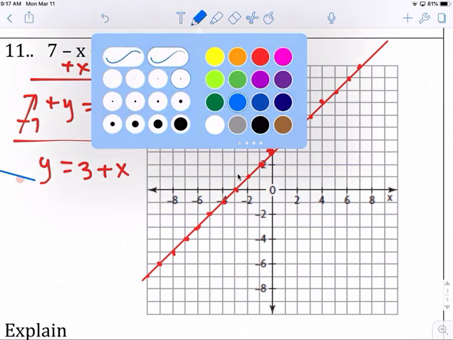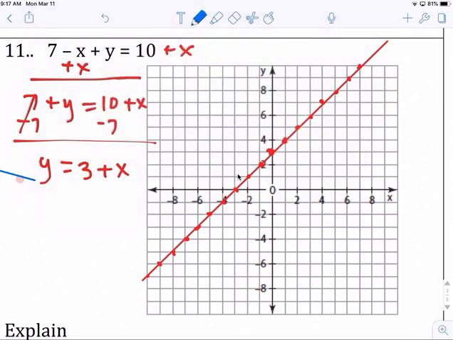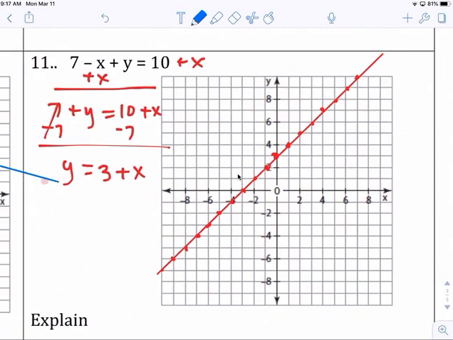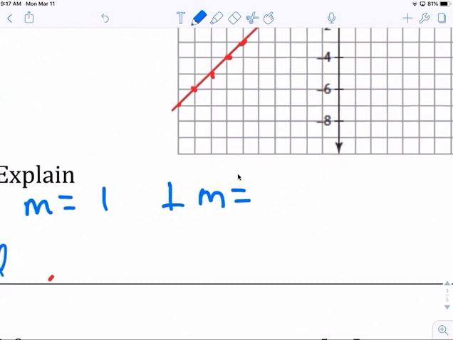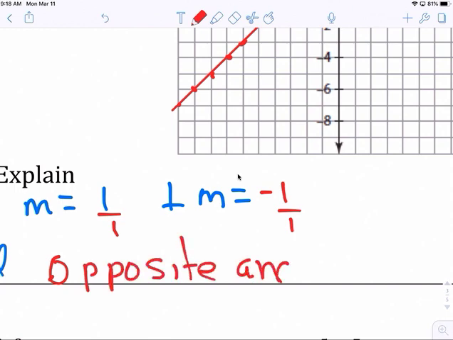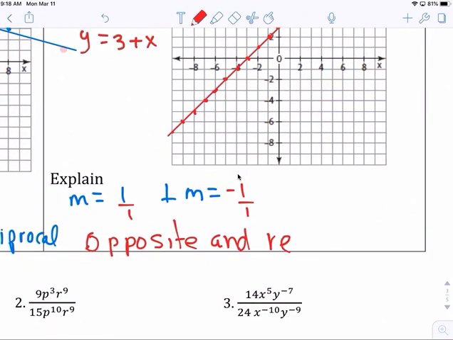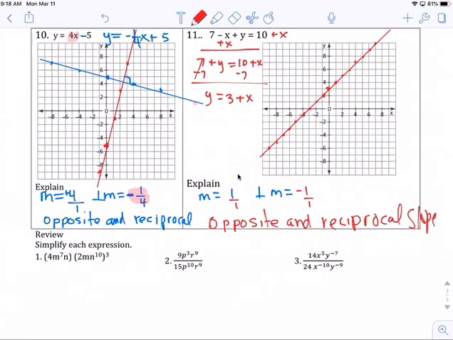And then, okay, your rate of change here is 1. So the perpendicular rate of change is the opposite of that. So it's a -1, and this is over 1. So flip it, still 1 over 1, right? So it's opposite and reciprocal. The slope is, slope or rate of change.